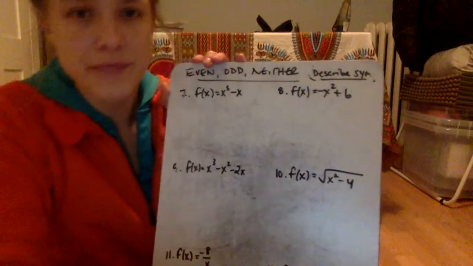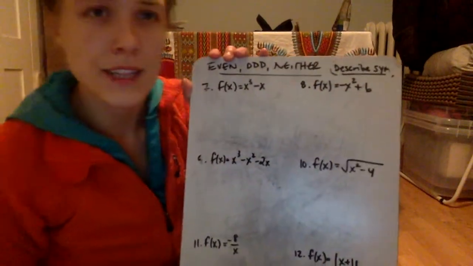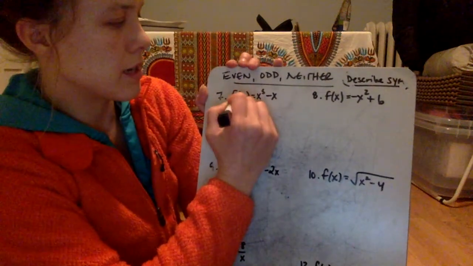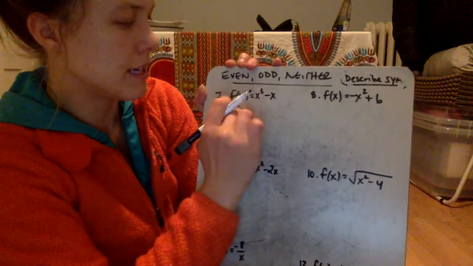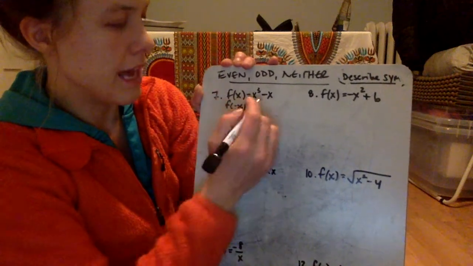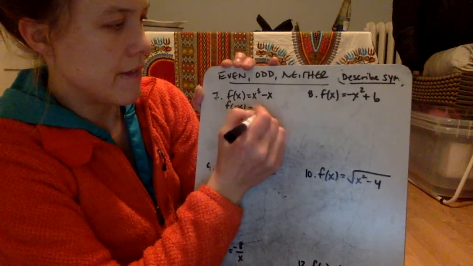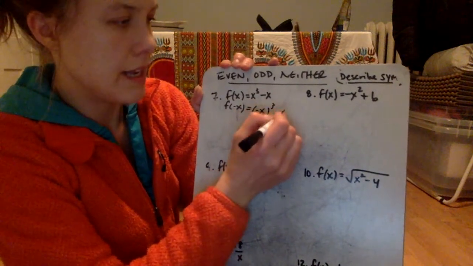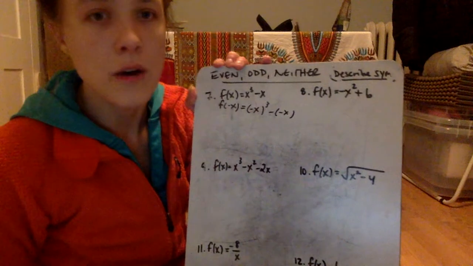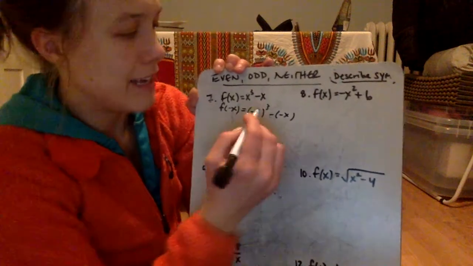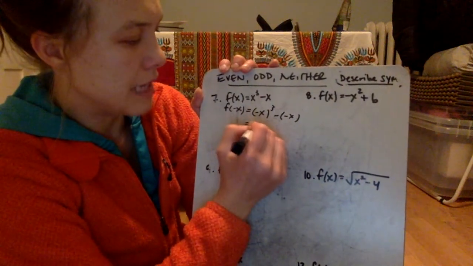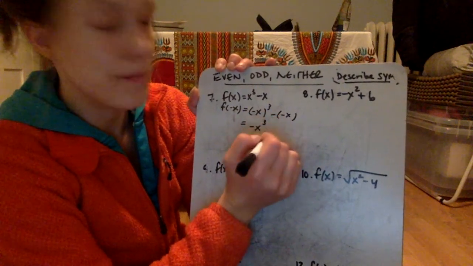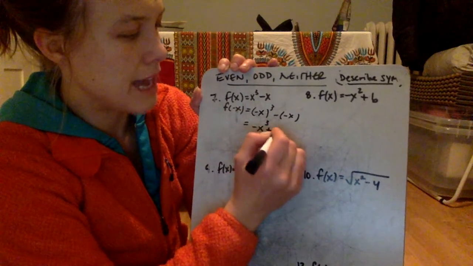In number 7, we've got f of x equals x to the third minus x. So we're going to do f of negative x here, and we're going to get negative x to the third minus negative x. Negative x to the third is just equal to negative x cubed, and then minus negative x is equal to plus x.